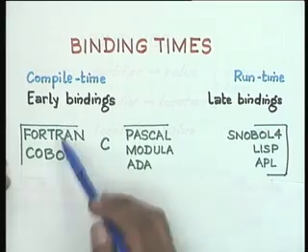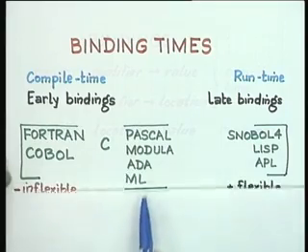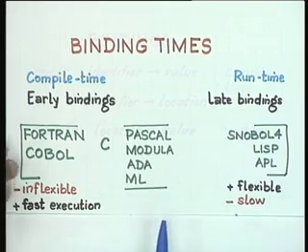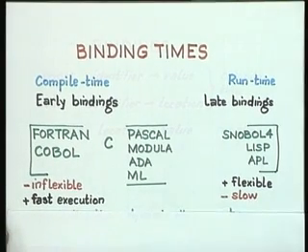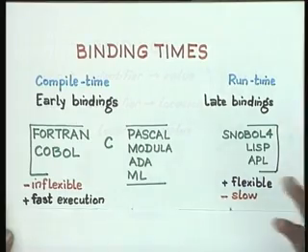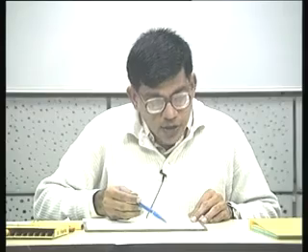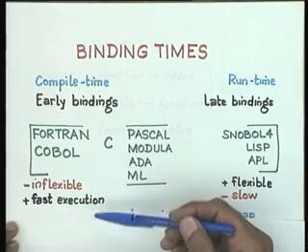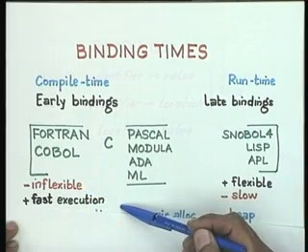So Fortran has this property, and as a result Fortran programs are very, very fast because the overhead of memory allocation and changing bindings and so on is not there, but they are also quite inflexible in various ways. You can't have dynamic arrays and so on, you can't have dynamically created data structures. So at the cost of flexibility you have very fast execution.